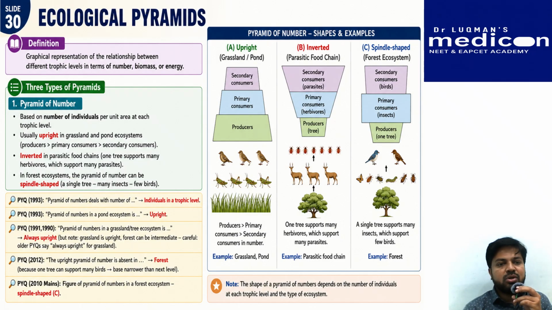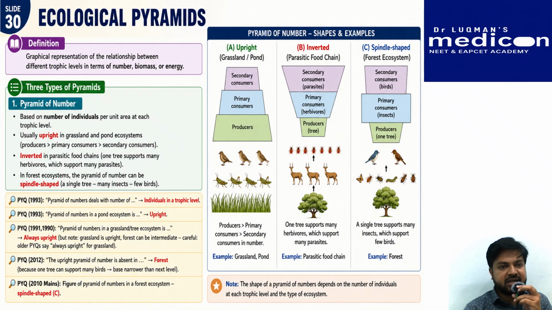But when it comes to forest ecosystem, the pyramid of number can be spindle shaped: a single tree, many insects, few birds. So depending upon the ecosystem and the food chain, the pyramid of number changes.